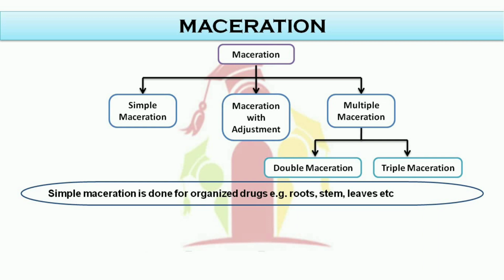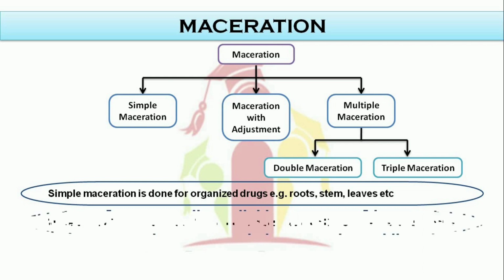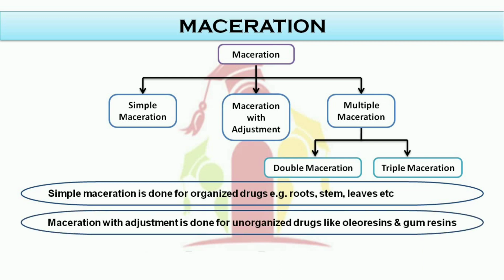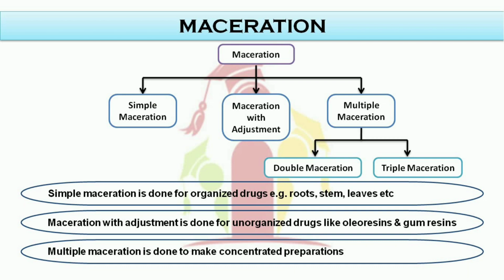Simple maceration is done for organized drugs, examples: roots, stem, leaves, etc. Maceration with adjustment is done for unorganized drugs like oleoresins and gum resins. Multiple maceration is done to make concentrated preparations.